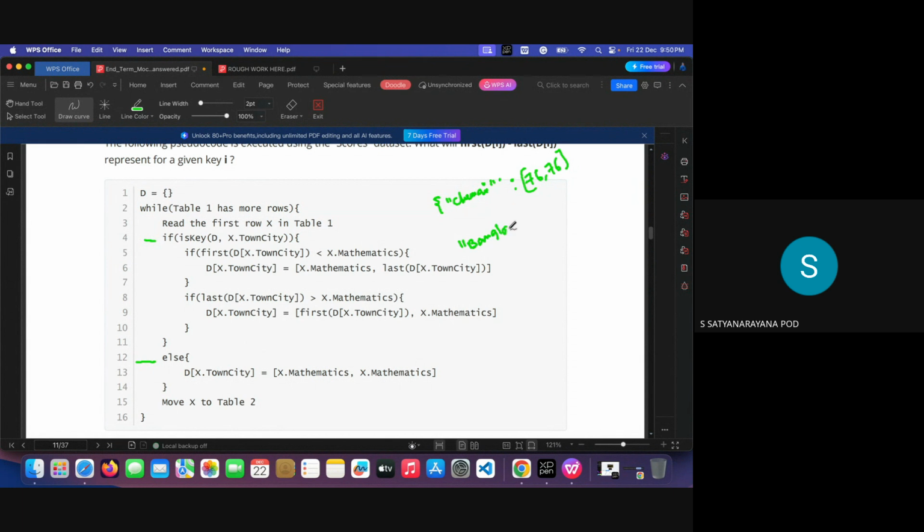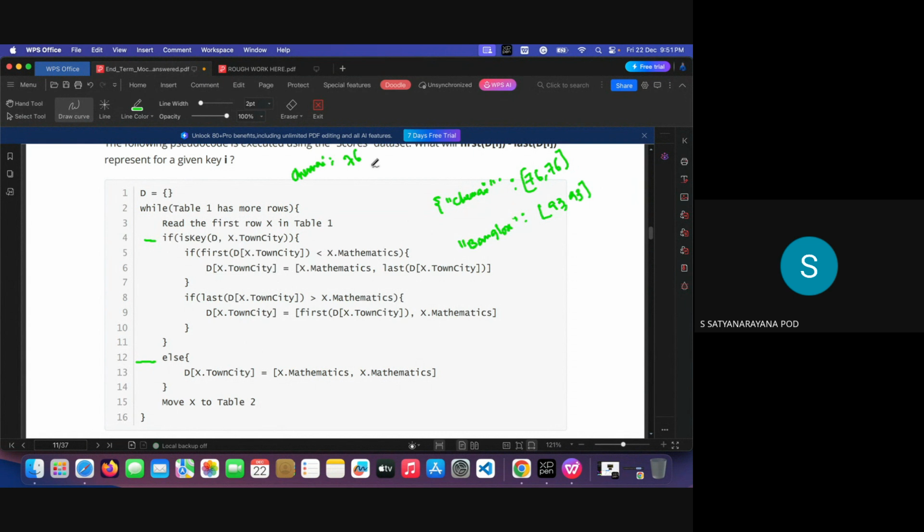A new student is found, with 93, 93. Now another third student, Chennai, is found. Then is_key will become true. Whenever is_key becomes true, it checks whether d[x.town_city] is less than x.mathematics.